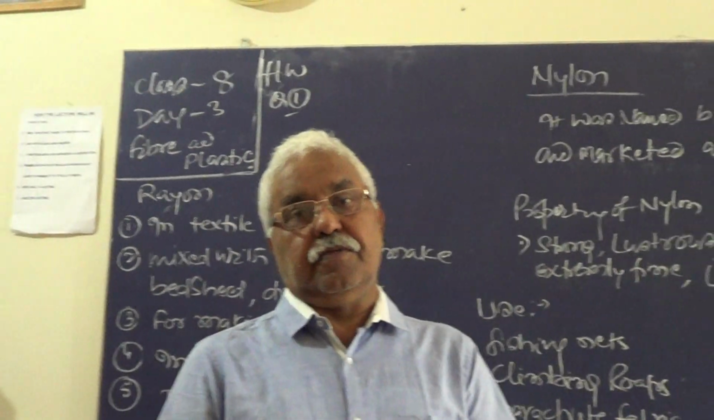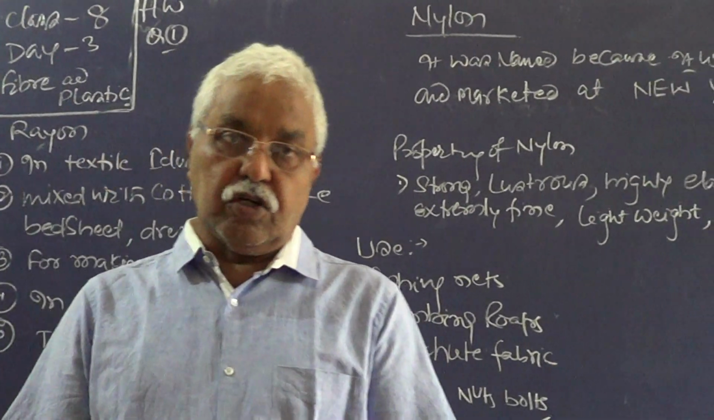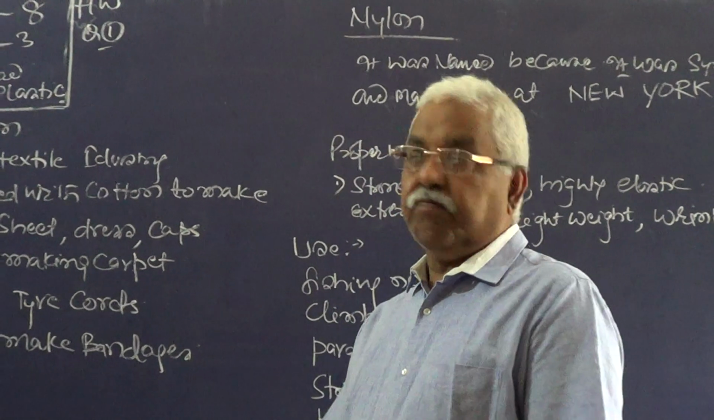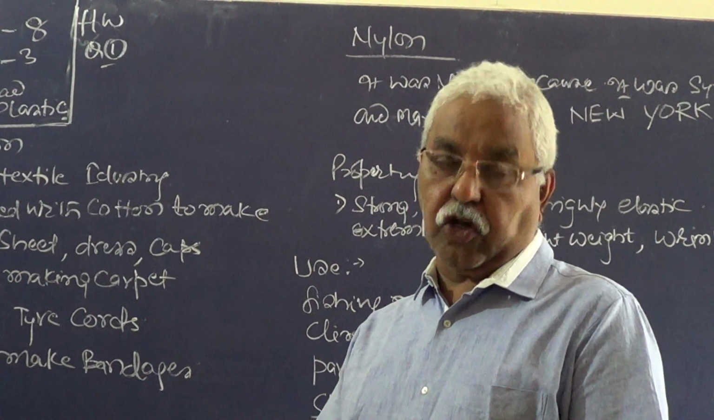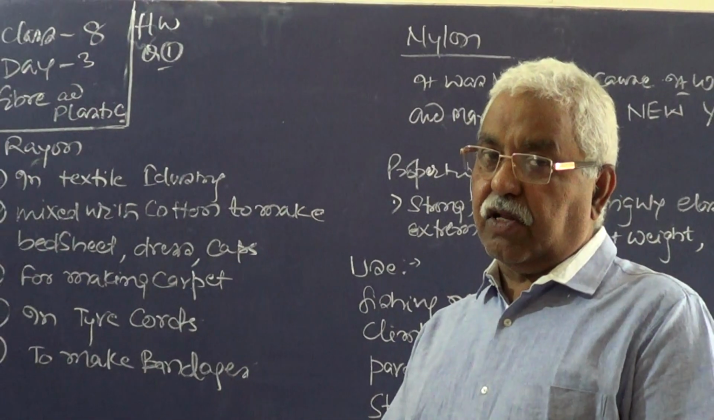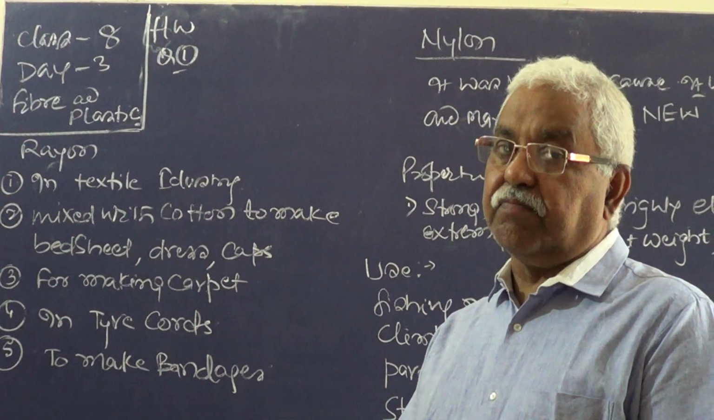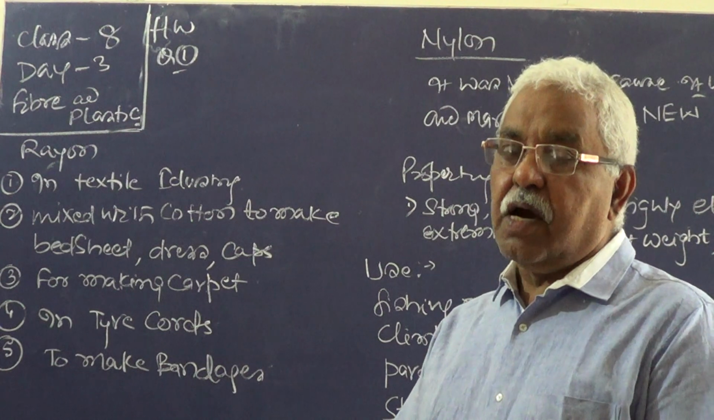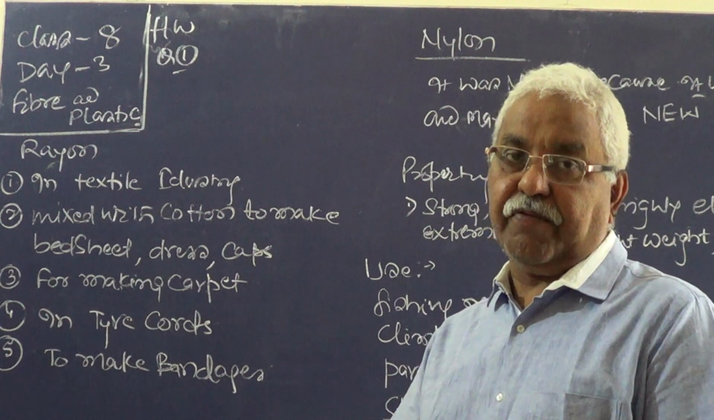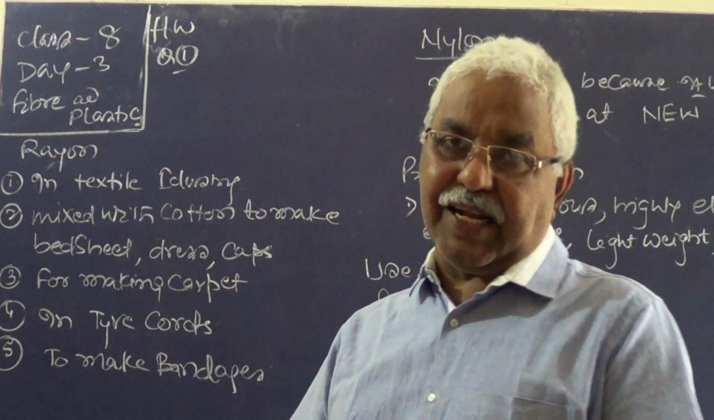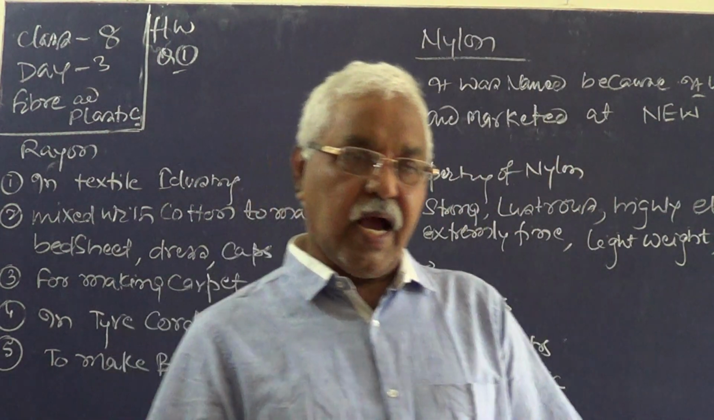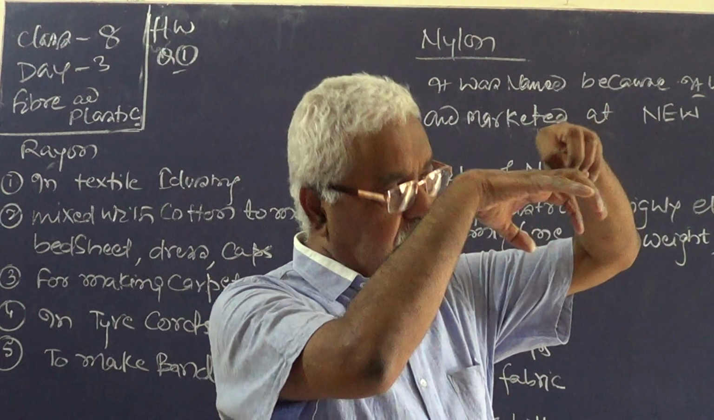Hello students, good evening. Today I am going to start my third lesson and my topic is rayon. In the previous class also I discussed rayon, how rayon is prepared. Wood pulp is mixed with alkaline solution and it is allowed to pass through the spinneret.